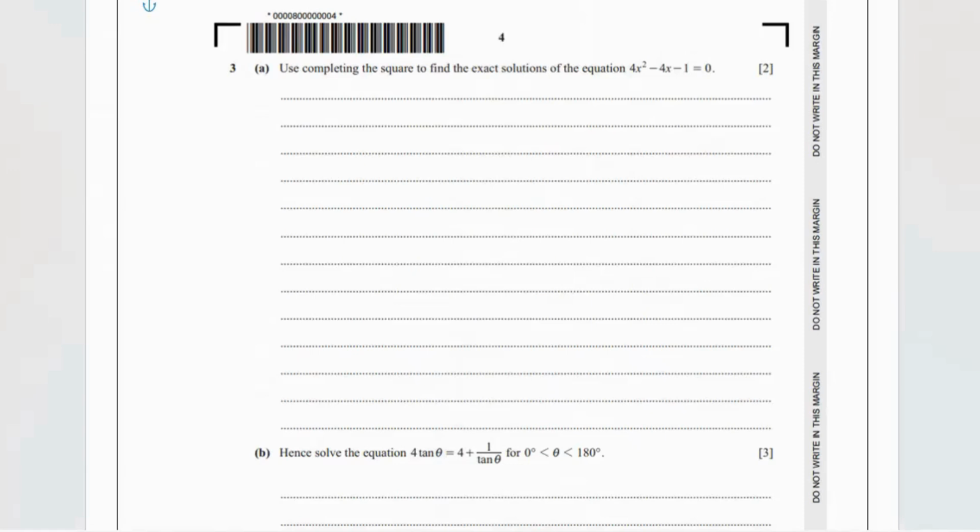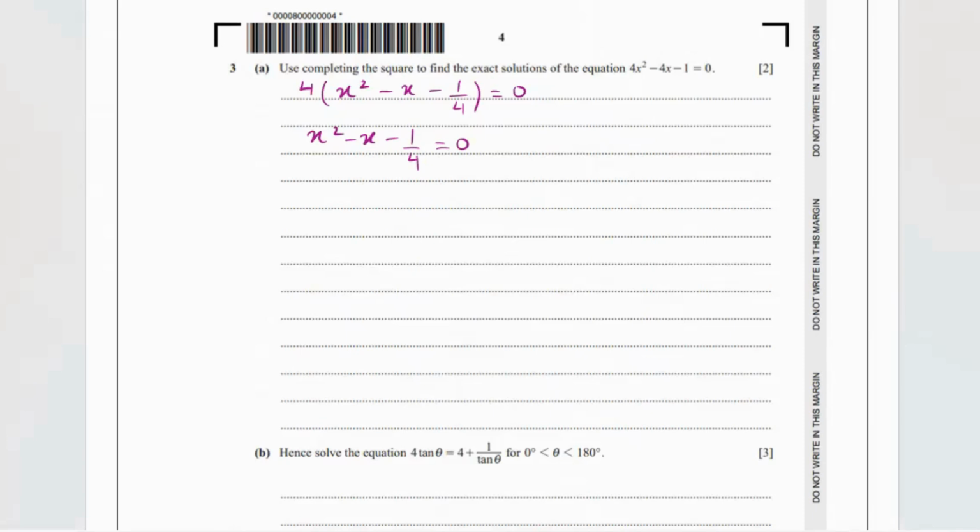So this question came in 2025. It says use completing the square to find the exact solutions of the equation 4x squared minus 4x minus 1 equals 0. So using completing the square, you will solve this quadratic equation. First you will take the 4 common from the entire equation because you want the coefficient of x squared to be 1. So that leaves us with x squared minus x minus 1 over 4 equals 0, because when you divide 0 by 4, it becomes 0.